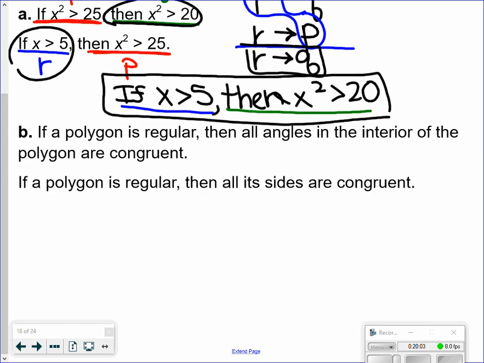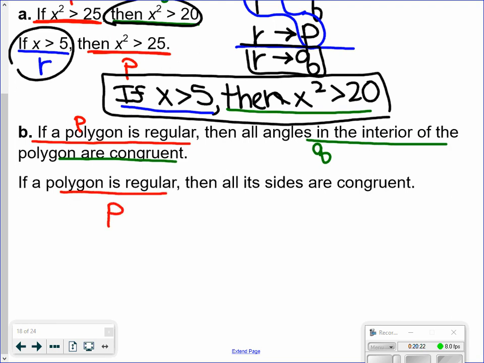Okay, let's check this next one out. If a polygon is regular, that's P, then all angles in the interior of the polygon are congruent. Call that Q. If a polygon is regular, I have seen that before, that's P. Then all its sides are congruent. I have not seen that yet, so we're going to call that R.